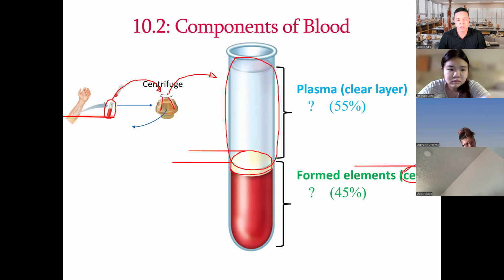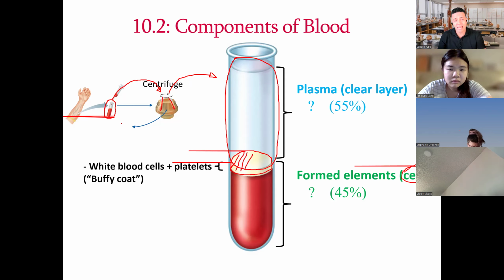This is what we call the Buffy coat. And within the Buffy coat, we're going to find our white blood cells and we're going to find our platelets. And we're going to talk more about each one of those cells. And then the rest of the formed elements, we're going to find the red blood cells. So you can clearly see that we have a lot more red blood cells than white blood cells and platelets in our blood. Okay? Any questions?